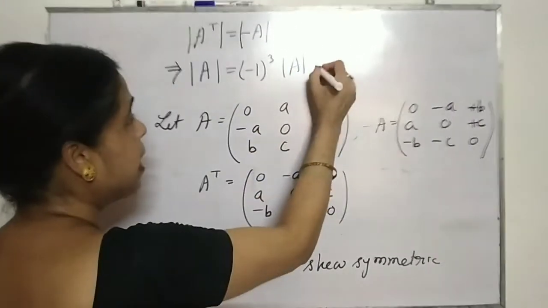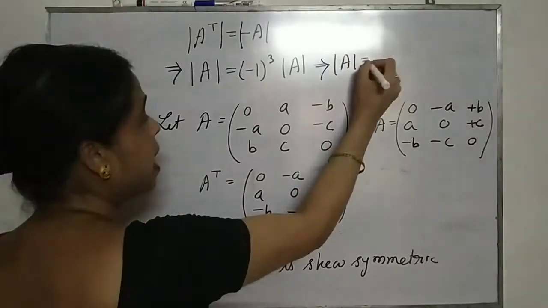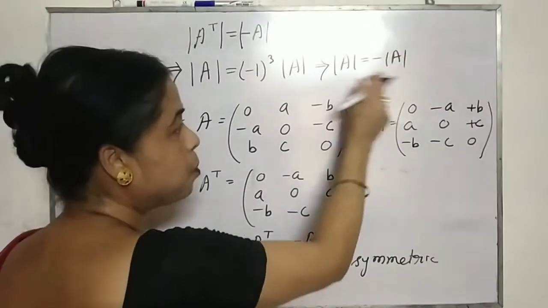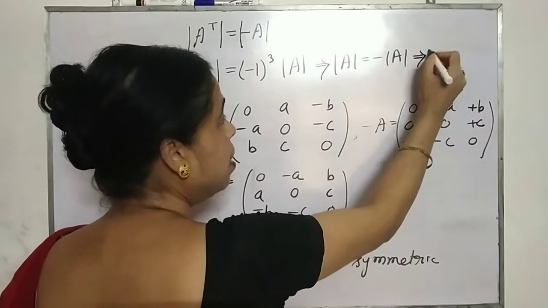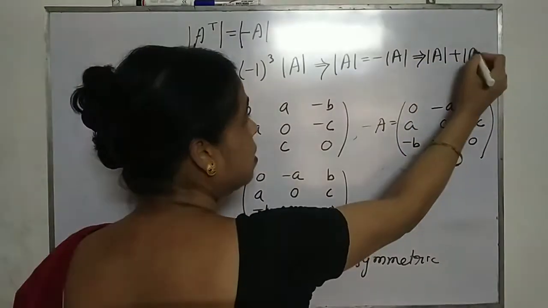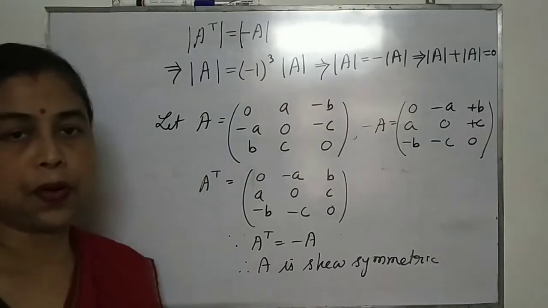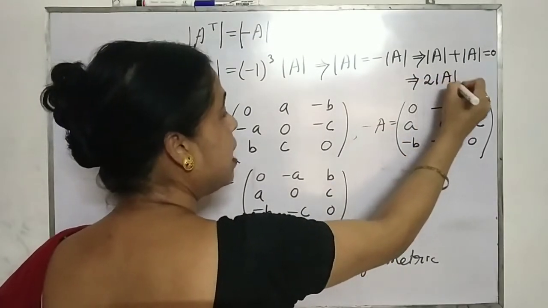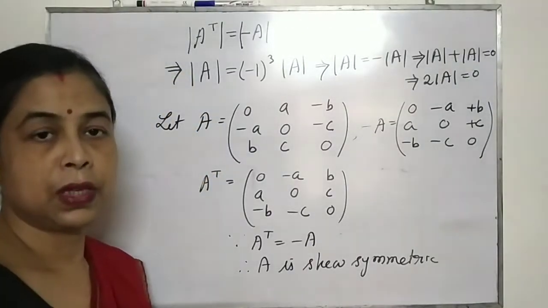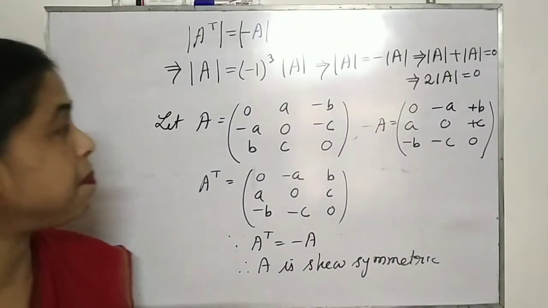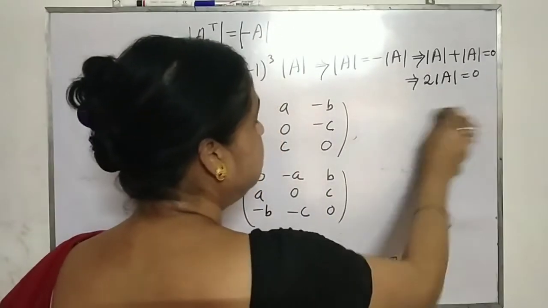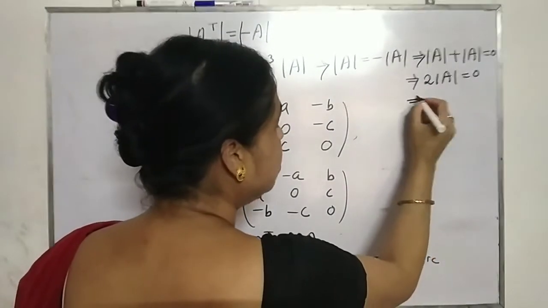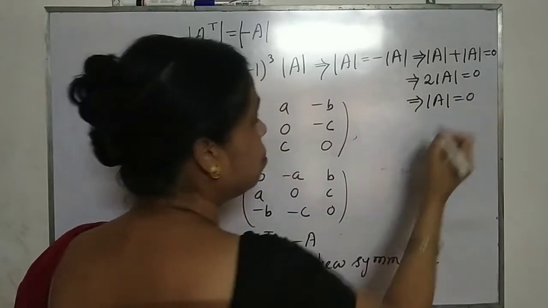After this, let us do the calculation. We get determinant of A equal to minus determinant of A. Bringing it to the left side, determinant of A plus determinant of A is equal to 0, which gives 2 determinant of A equal to 0. What does it mean? Bringing 2 to the right side, 0 by 2, we get determinant of A equal to 0.